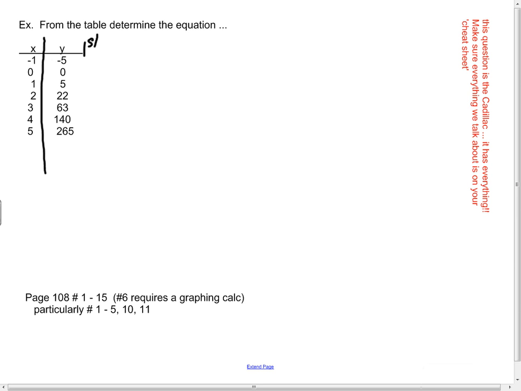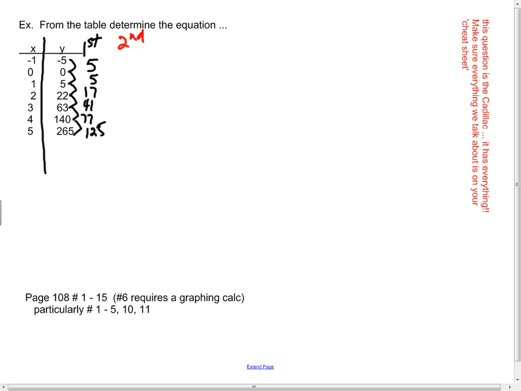So first differences. I'm going to subtract. 0 take away negative 5 is 5. 5 take away 0 is 5. That's hopeful. 22 take away 5 is 17. Whoops. 63 take away 22 is 41. 140 take away 63 is 77. And 265 take away 140 is 125. Okay. So first differences are not the same. It's not a line. And you knew that would be too easy.